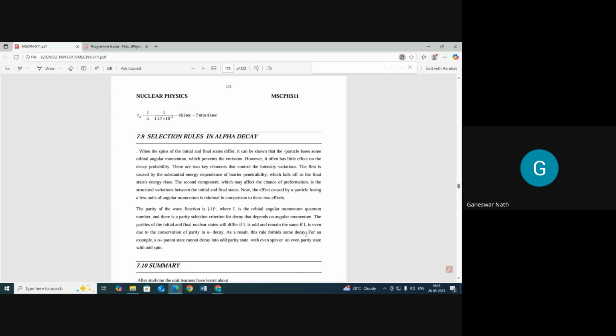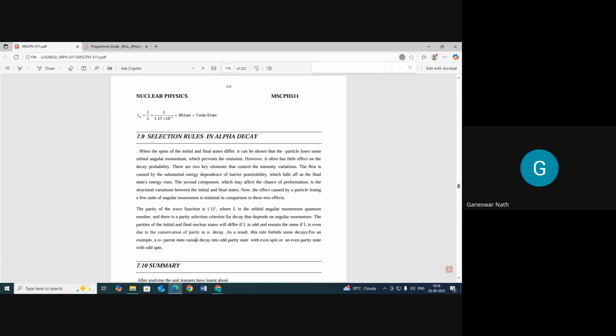Now the effect caused by the particle losing a few units of angular momentum is minimal in comparison to these two effects. The parity of the partial wave is given by (-1) to the power L, where L is the orbital angular momentum quantum number, and there is a parity selection rule for decay that depends upon the angular momentum. The parities of the initial and the final nuclear states will differ if L is odd and remain the same if L is even.